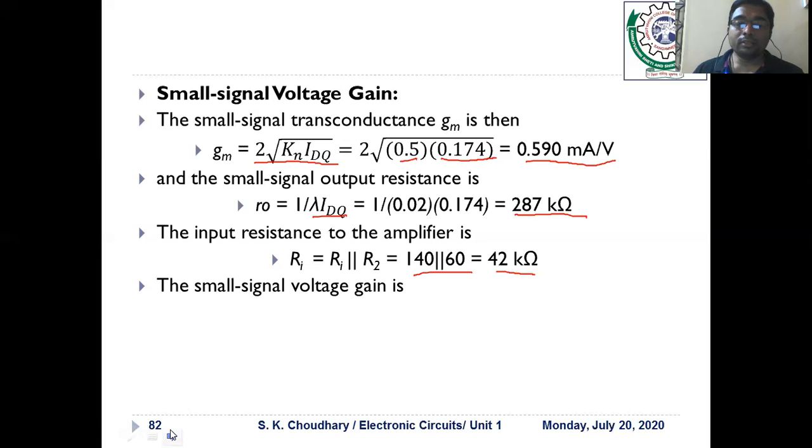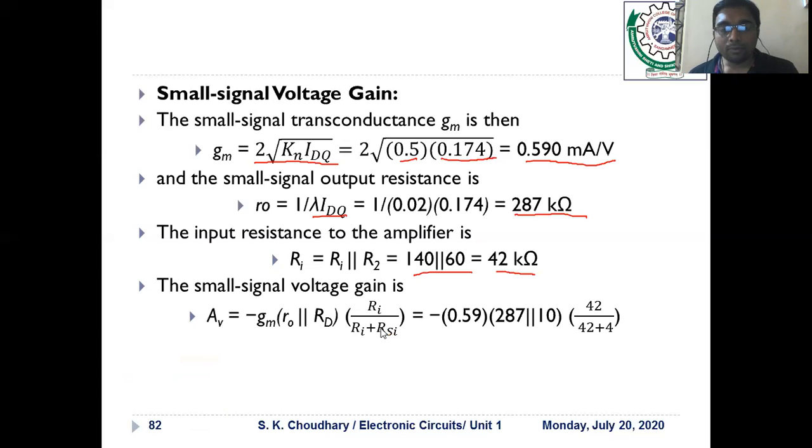So here we have to define the small signal voltage gain. The formula is minus gm (ro parallel RD), and as the RSI is not 0, we have to consider its effect on the formula. So here, Ri upon Ri plus RSI. Why is it so? Because it is coming from the input voltage VGS, AC VGS, that is equivalent to Ri upon Ri plus RSI into Vi. That's why we have to consider it here.